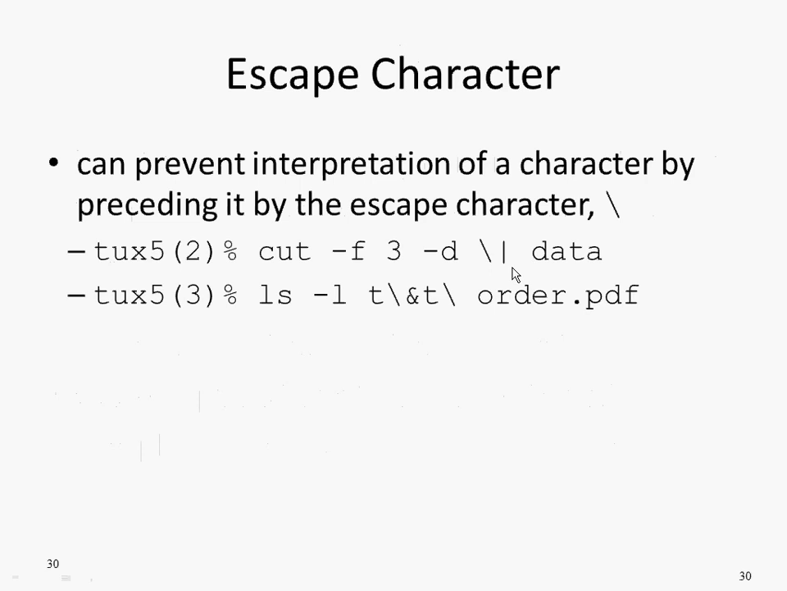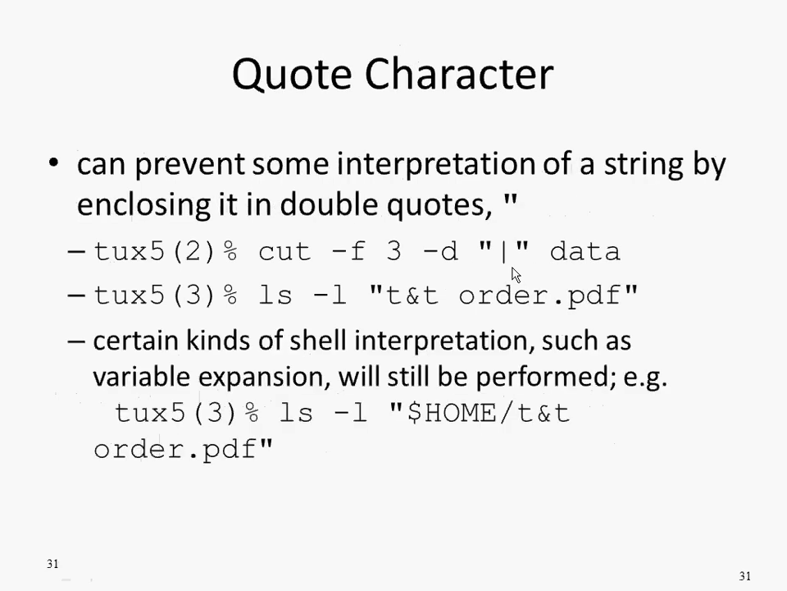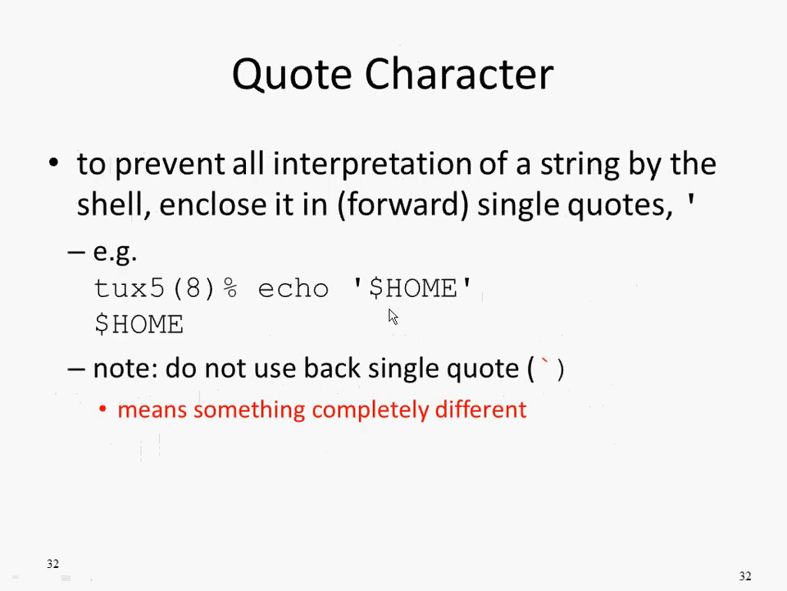For example, as I noted earlier, it recognizes this as a single thing, that it's this name, but it does substitute in when you use double quote. If you want to use single quote, it'll prevent that substitution. And again, I want to emphasize it's something very different from a back quote. A back quote will be used later to allow one command's arguments to be given by another command. Okay? But we're not there yet.